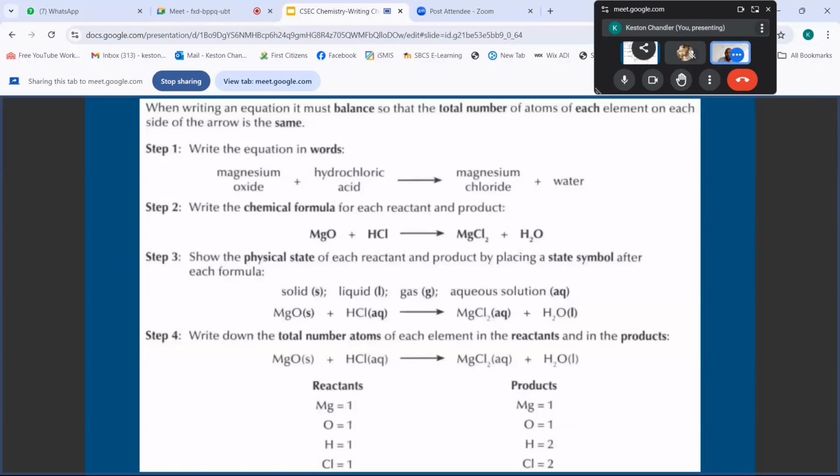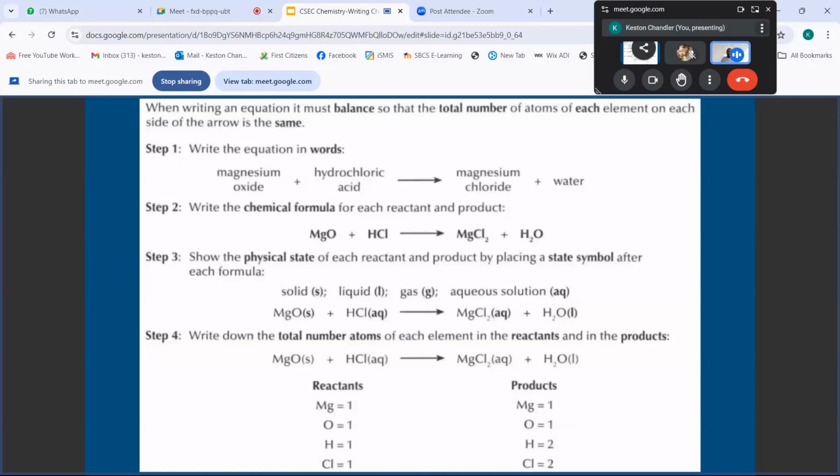Now, very often, for CSEC purposes, we may have a reaction given in words. For example, we have here magnesium oxide being reacted with hydrochloric acid. The products are going to be magnesium chloride and water, right? We look at different types of reactions a bit later on. Our focus is mainly on writing the equation and balancing the equation. Now we move from the words to the chemical formula, right?